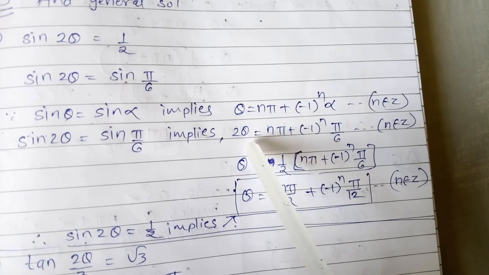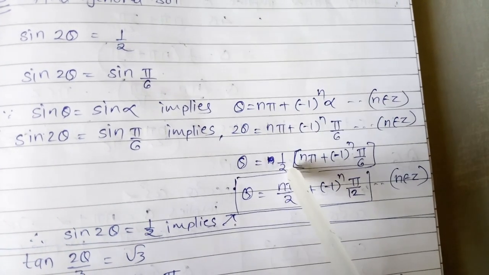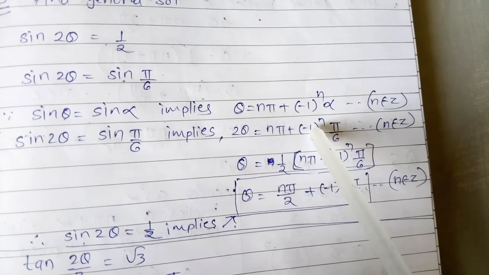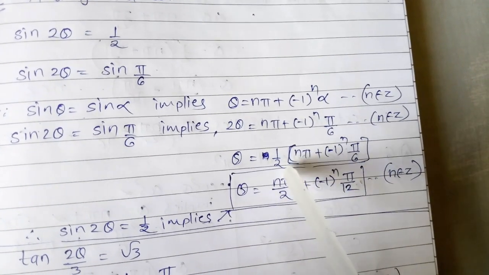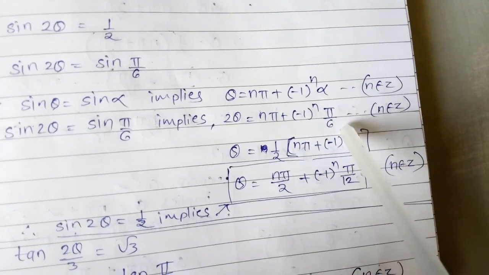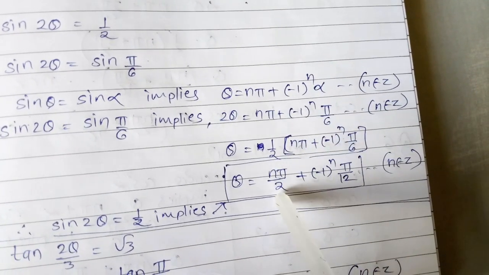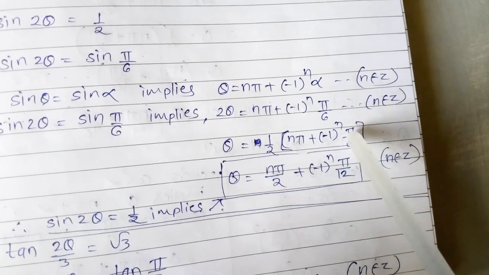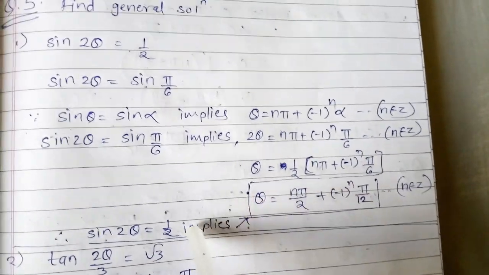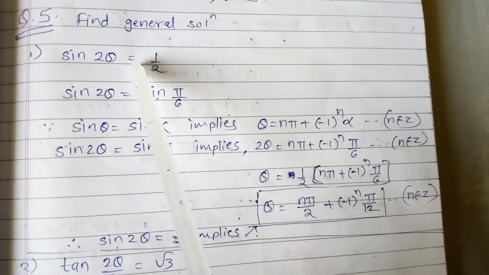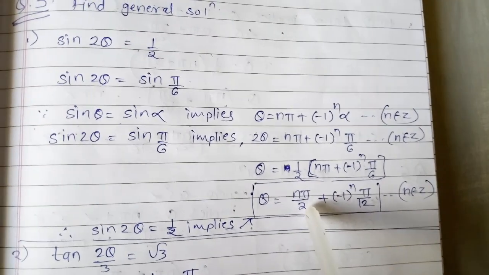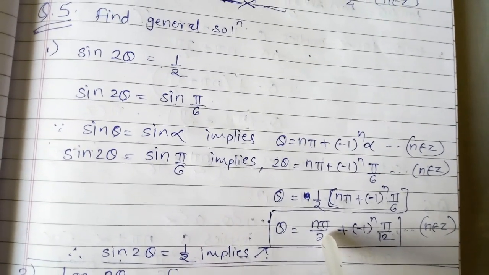Now we have to find the value of theta. So move this 2 to this side, so half, and the remaining part is as it is. Now separate this half, so half is given to this part and half to this part also. So here we get n pi upon 2 plus minus 1 raised to n, and 6 2s are 12. And lastly we have to write down the example again, that is sin 2 theta is equal to half implies, the same we write down here. So in this way you have to represent your answer.